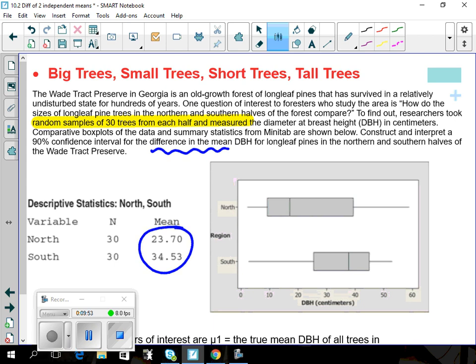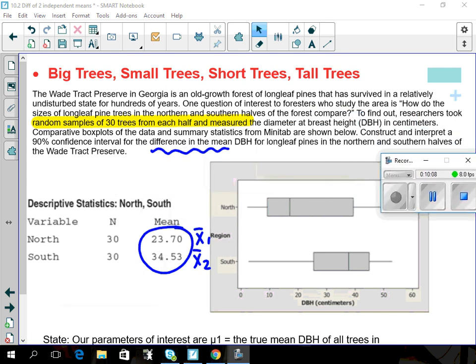In other words, this is like x bar 1 and x bar 2. Does that make sense? Those are our sample statistics. Important information. Okay? Good. What is our parameter of interest? We're actually in the plan part, right? We had check our conditions and then we're going to go on.